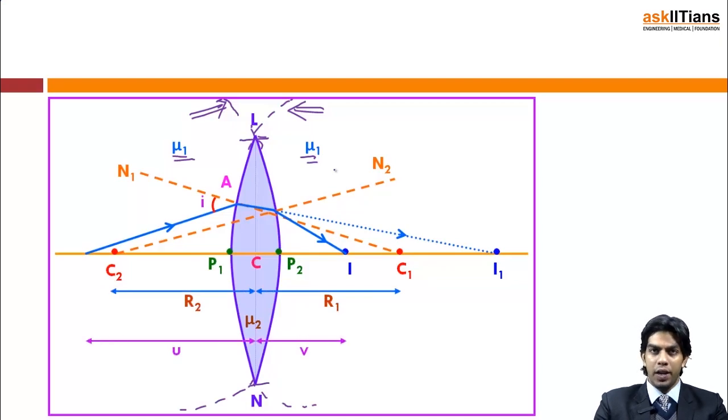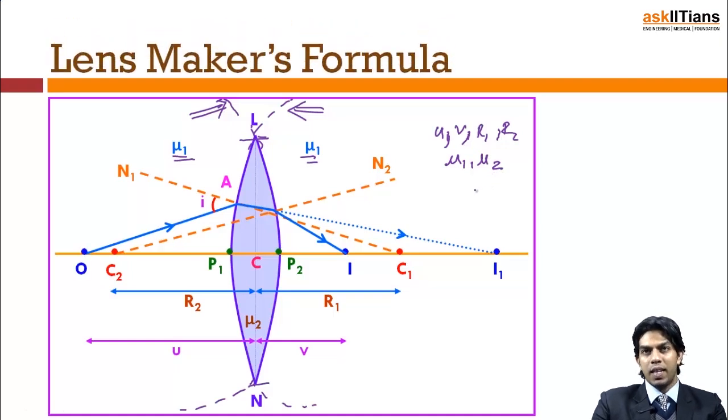R1 and R2 being the radii of curvature. So obviously I am looking for something which relates U, V, R1, R2, and I also have mu1, mu2. I want something which relates all of them together. That's where the lens maker formula kicks in.